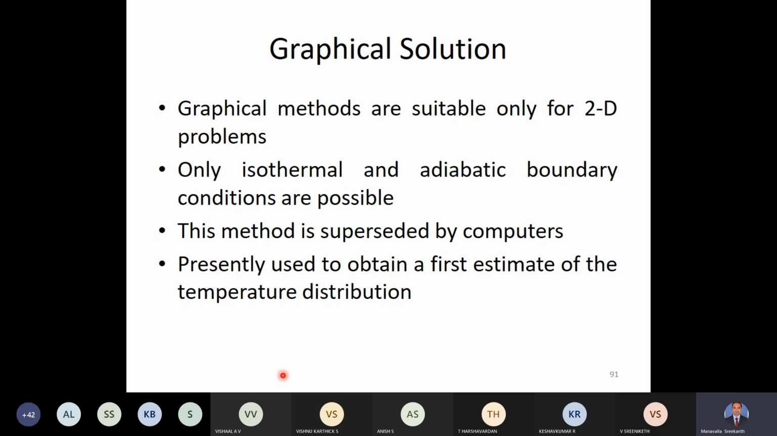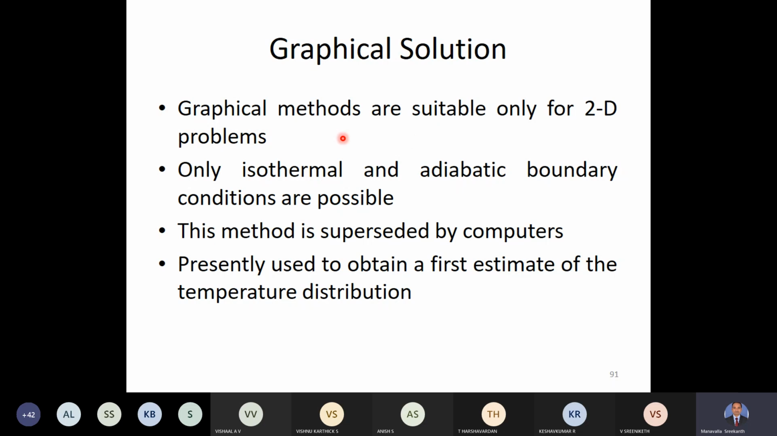Therefore, we have another option called the graphical solution. As I said, the graphical solution is an old method, but it makes sense and it gives a physical interpretation or physical understanding of the system that you are trying to solve. Graphical methods are suitable only for 2D problems. So these are not suitable for 1D problems. These are not suitable for 3D problems, but only 2D problems.